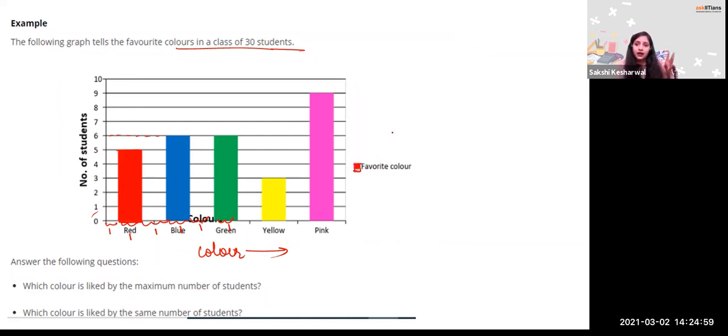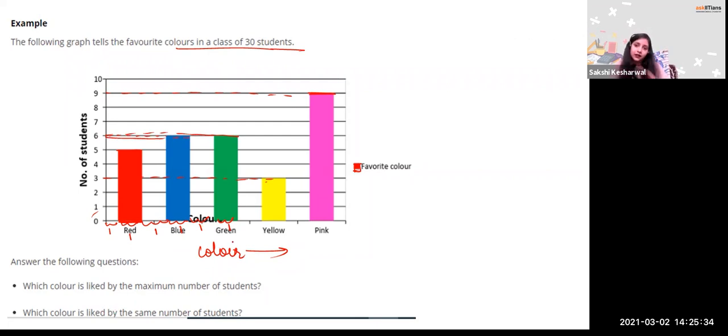So what you do, you have a bar graph. Have you seen graph sheets? If not, then you have to do this question on graph sheets only, right? While we'll be drawing the bar graph, we'll be using the graph sheets, and it is made on a scale. From the scale, it says that pink is being liked by 9 students. Yellow is liked by 3 students. Green is liked by 6 students, and blue is also liked by 6 students, right? So this is how it has been done.